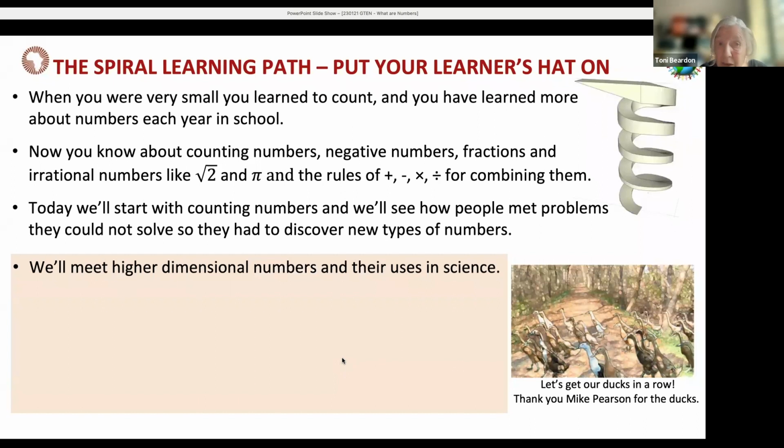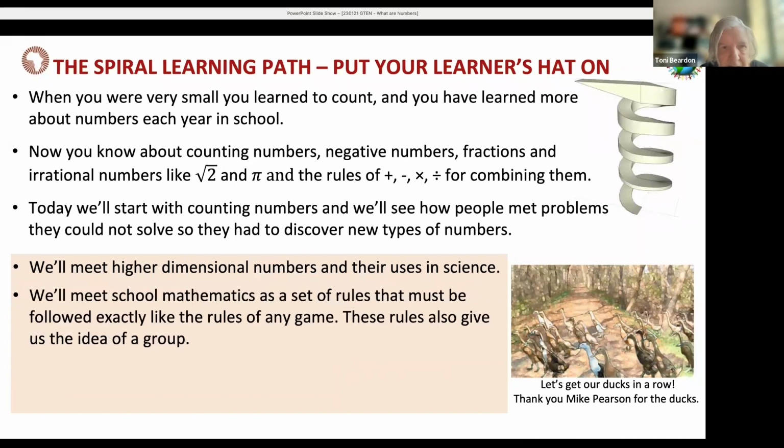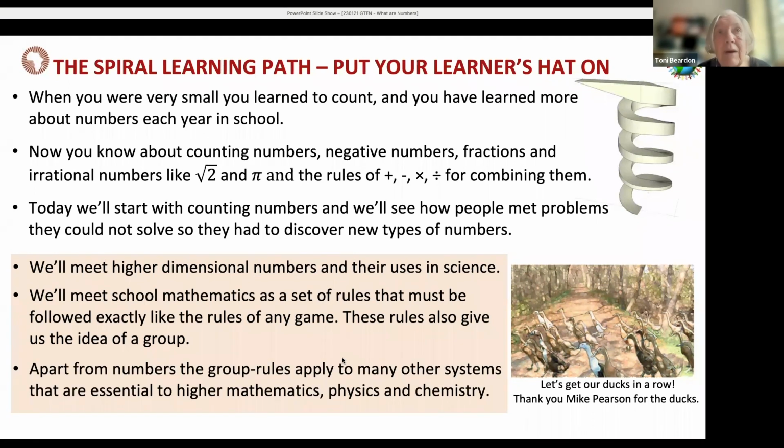Now, we'll meet higher dimensional numbers and their uses in science. And we'll meet school mathematics as a set of rules that must be followed exactly like the rules of a game. You really have to keep the rules. And these rules give us what mathematicians call a group. We'll understand that by the end of this session. And apart from numbers, the group rules, just the rules that we meet in school mathematics, apply to many other systems that are essential to higher mathematics, physics, and chemistry, not just arithmetic, not just calculations with numbers.